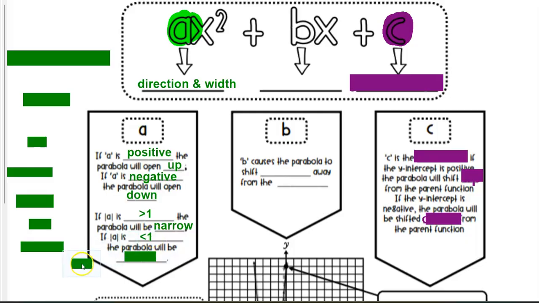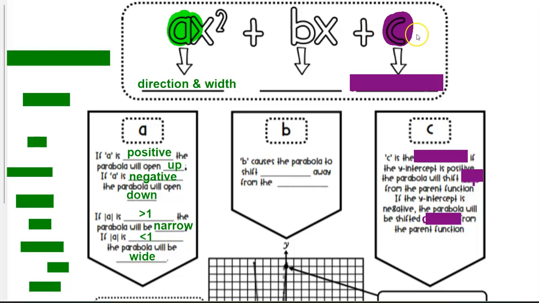Now, if the absolute value of a is less than 1, which means it's a fraction like 1/3 or 1/4 or 1/5, or a fraction like negative 1/3 or negative 1/4 or negative 1/5, because all of those values have an absolute value less than 1, then the parabola will be wide. So let's say our a value was negative 1/2. That would tell us that the parabola would open down because our a value is negative. But the absolute value of negative 1/2 is positive 1/2, which means the parabola will be wider than our parent function y equals x squared.